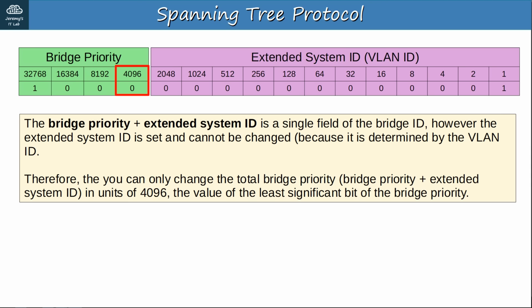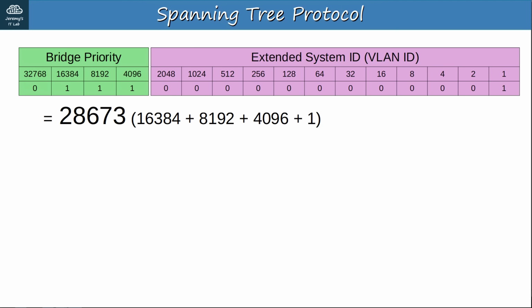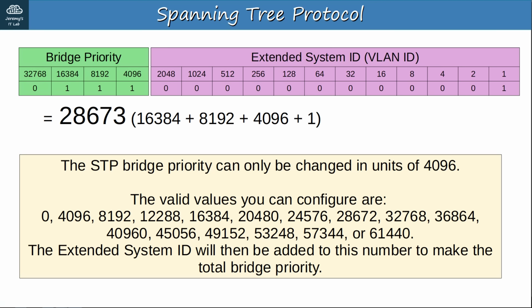Let me demonstrate. Currently, the bridge priority here is 32769. Let's reduce it to make this switch the root bridge. If I want to reduce it just a little, I can reduce it to 28673, which is 16,384 plus 8,192 plus 4,096 plus 1. I could reduce it more, of course, but the point is this. The STP bridge priority can only be changed in units of 4096. So the valid values you can configure are listed here, starting from 0 and increasing in units of 4096. The extended system ID will then be added to this number to make the total bridge priority value.